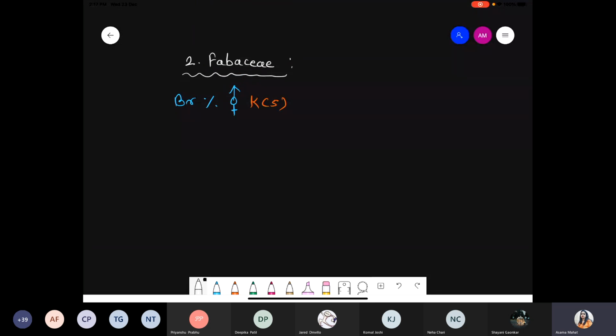Yeah. So in the Fabaceae family, bracts are present. Again, actinomorphic, sorry, zygomorphic flower. Then the flower is bisexual. K5 means a total of 5 sepals are present, and they are all fused with each other. Another important point, we are talking about the corolla. The corolla shows 1 plus 2 plus 2, but the 2 are inside the bracket.